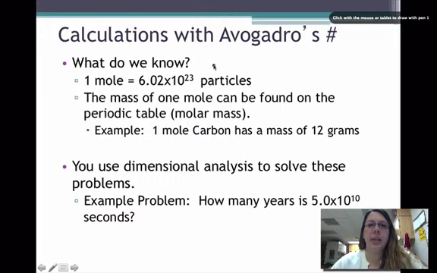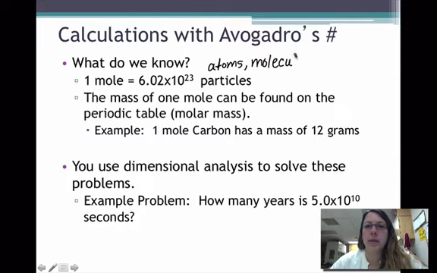Particles can be, if you remember, atoms, molecules, or formula units. It all depends on whether it's an element, whether it's covalent or ionic. The atoms were for elements, this was for covalent compounds, and this was for ionic compounds. The mass of 1 mole can be found on the periodic table, and we practiced doing those already. The example that we have here is that 1 mole of carbon atoms would have a mass of 12 grams.